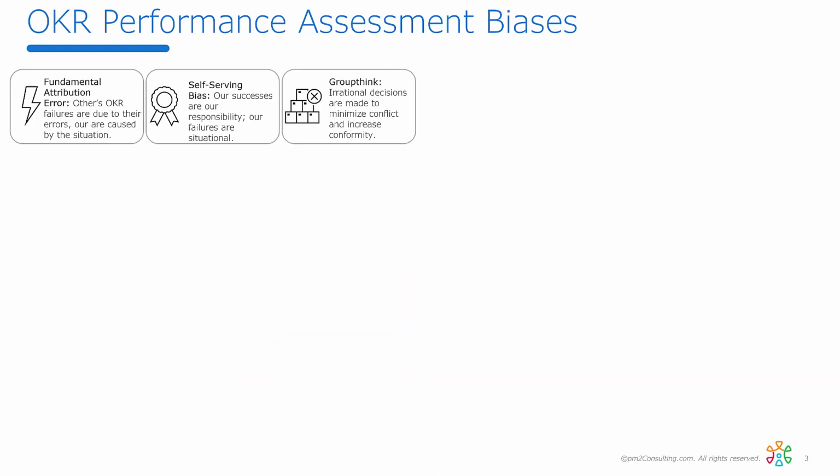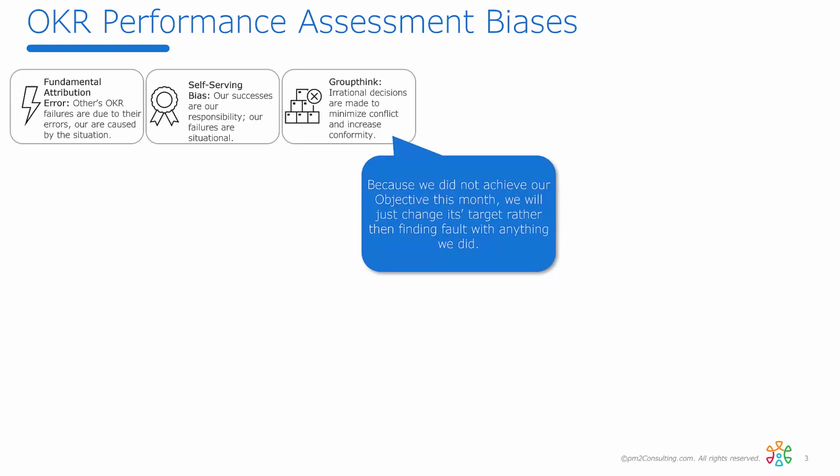Groupthink, where we end up making crazy decisions in order to conform. So an example there might be, we did not achieve our objective this month. What we'll do is we'll change its target rather than fault finding and trying to solve the root cause of why we didn't achieve it. So in that case, it's a crazy idea, right? If you didn't achieve your goal, you should really do some problem solving to figure out what the root cause is rather than just masking the issue by changing your key result.